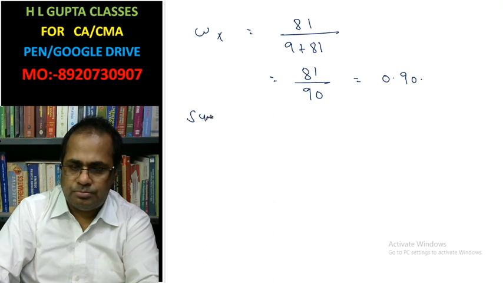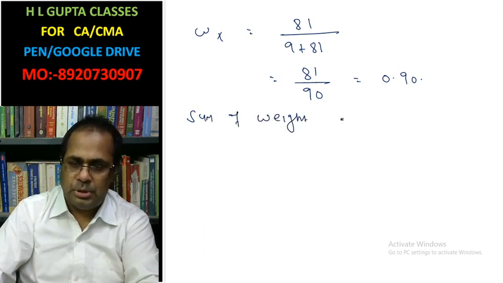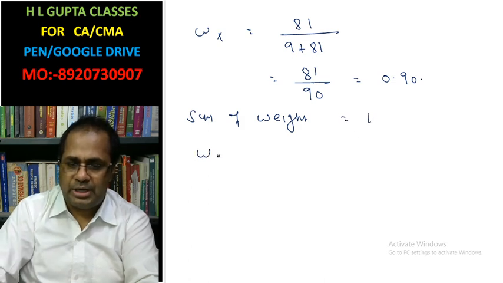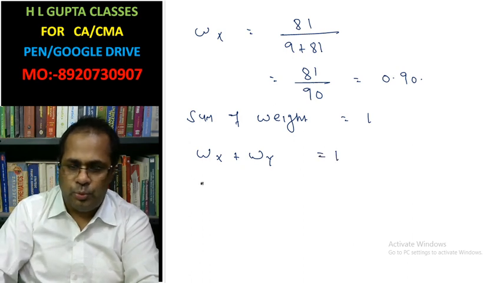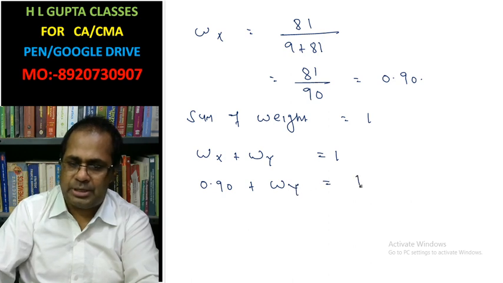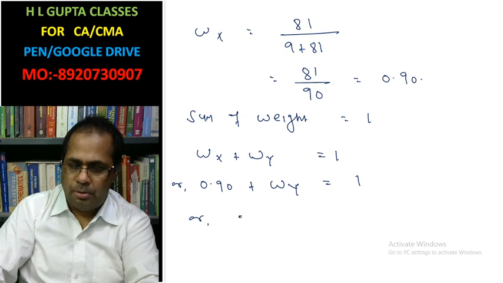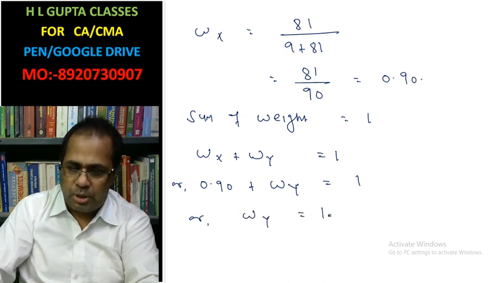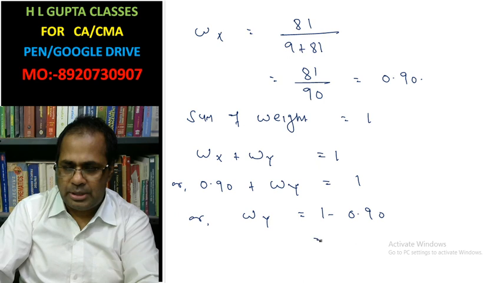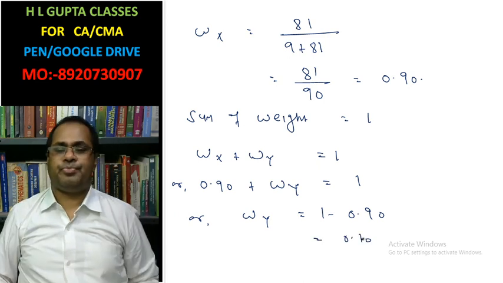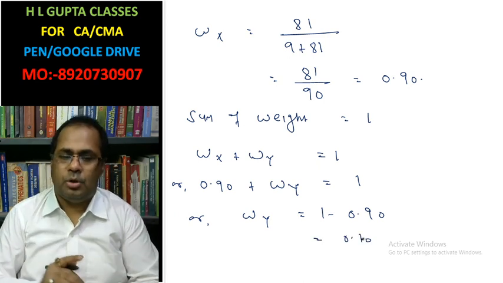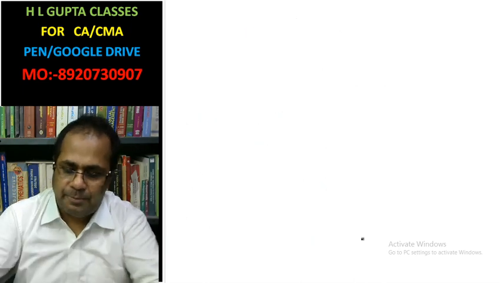Sum of weight equal to 1, that is weight X plus weight Y equals 1. Weight X we have already calculated as 0.9. Weight Y we need to calculate, that is weight Y equals 1 minus 0.90, that equals 0.10. Okay. Now we have to calculate part D.